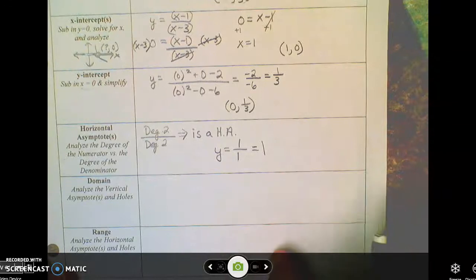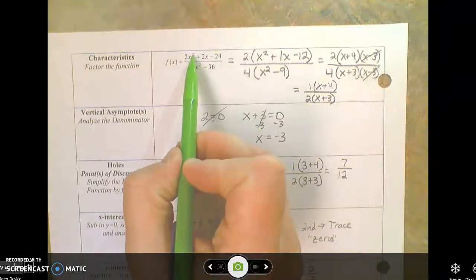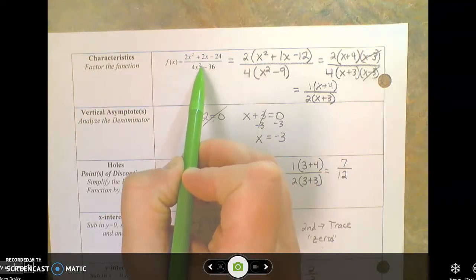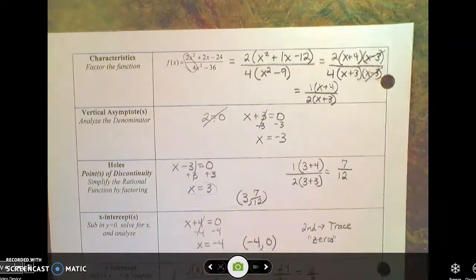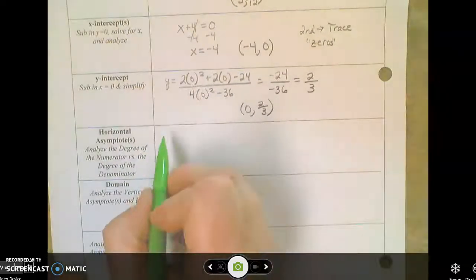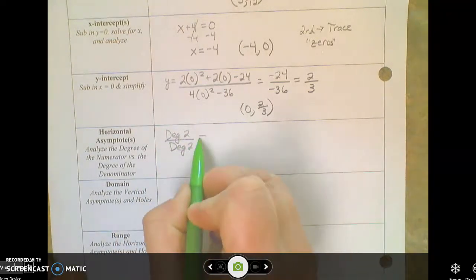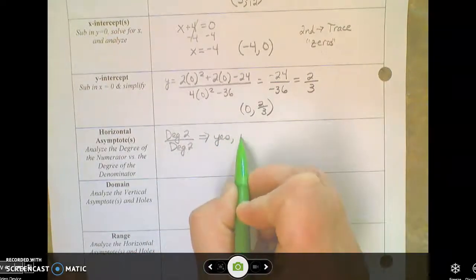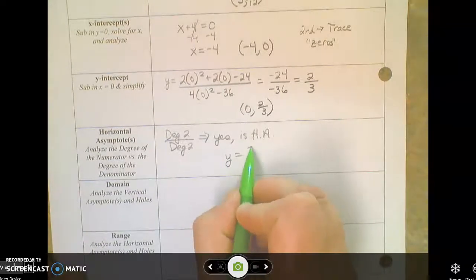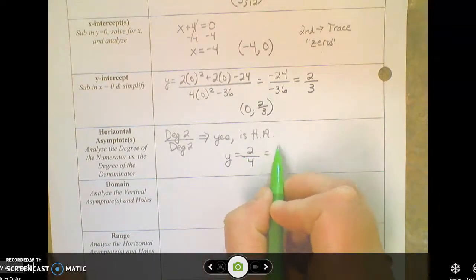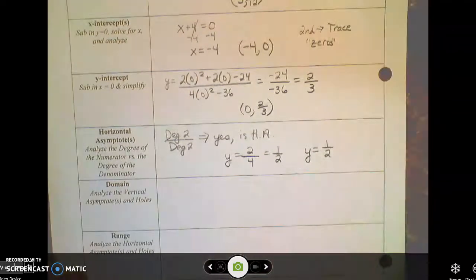Okay, so let's look at our function on the back. Our function on the back has a degree 2 over a degree 2, and our leading coefficients are 2 and 4. So I'm going to write this out. Degree 2 over degree 2 would mean yes, there is a horizontal asymptote, and it is at y equals 2 over 4, which is y equals a half. So you should see a horizontal asymptote at y equals 1/2.